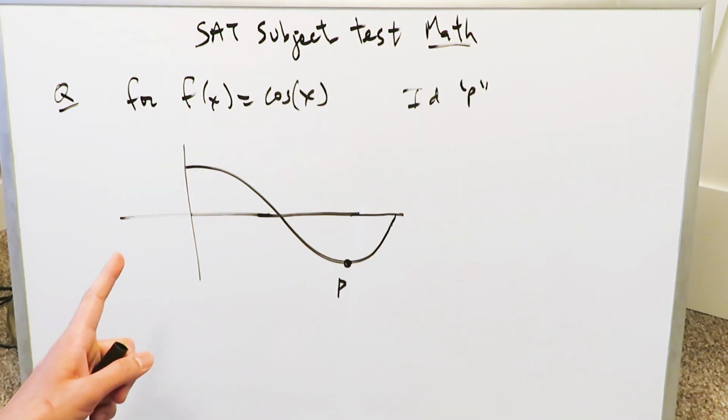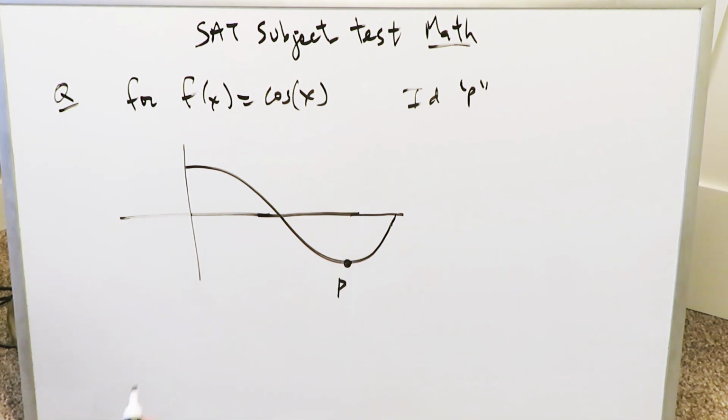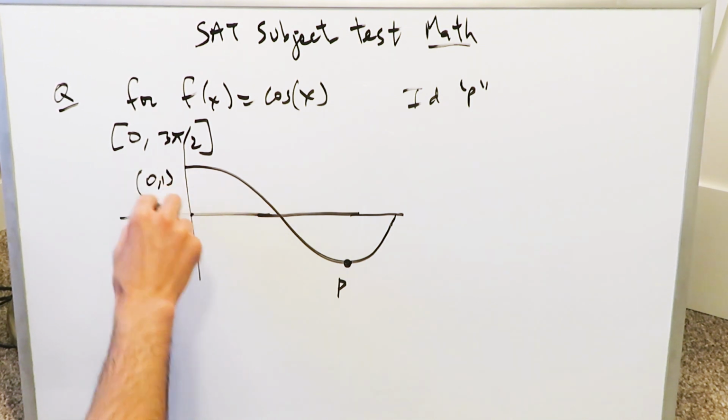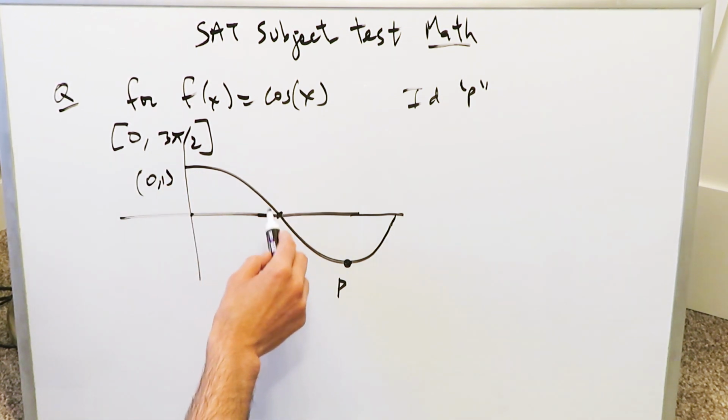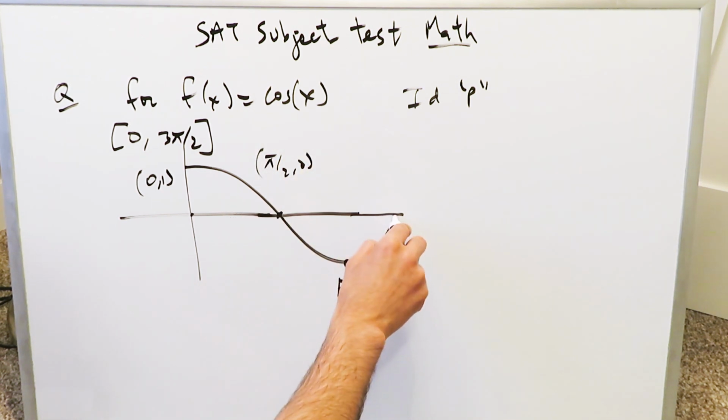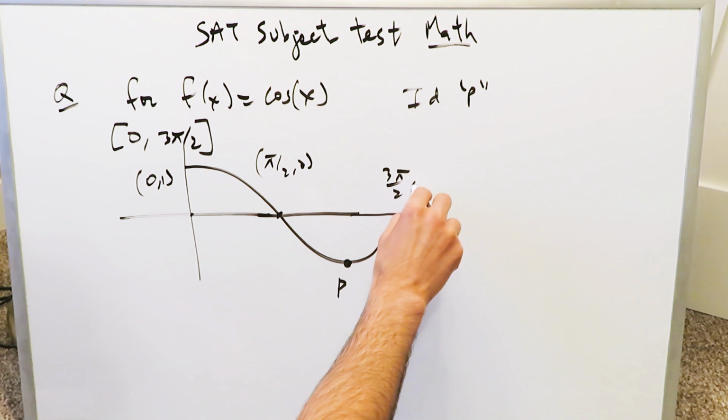Question number 2, f of x is equal to cosine x. We have to identify this point P. What do you think it might be? We're looking here at everything from domain 0 to 3 pi over 2. When you know the cosine function, you know this right here would be 0, 1. And you know this right here would be your first x-intercept, which would be pi over 2, 0. This right here would be your next x-intercept, which would be 3 pi over 2, 0.